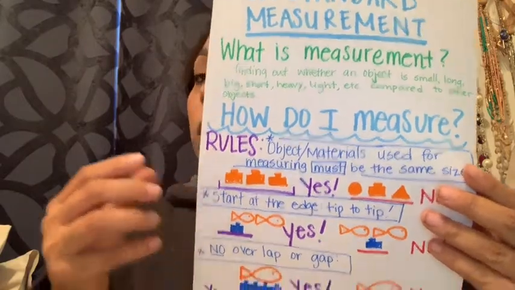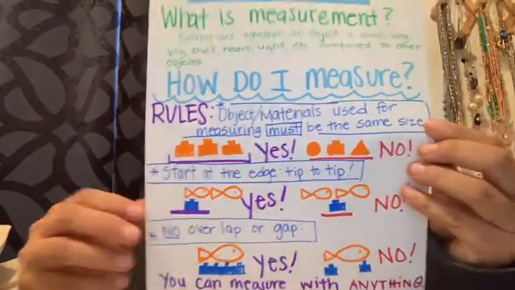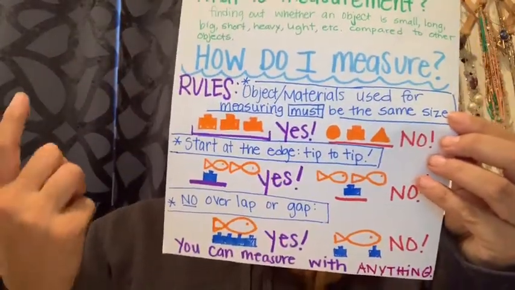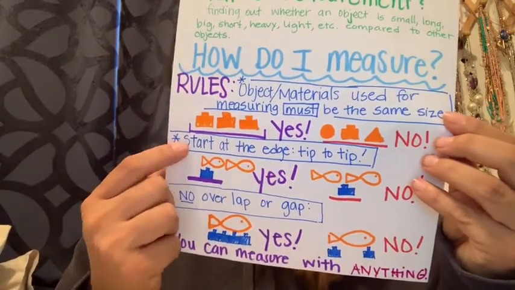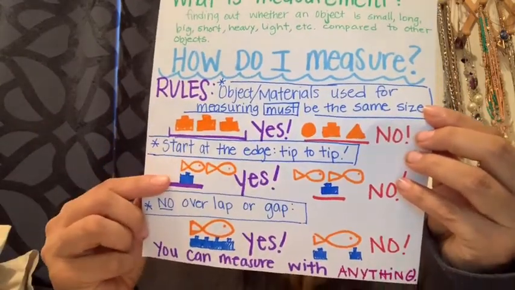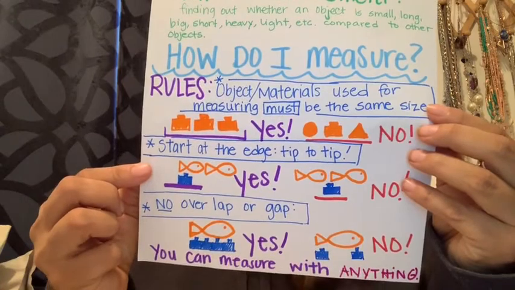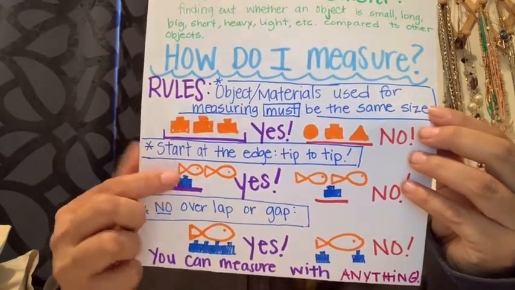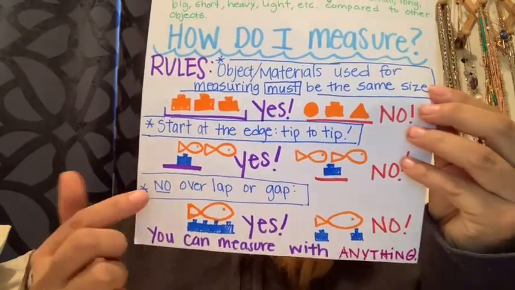Hi, kinder friends. So we are back with our second math lesson on measurement. And the other day, or the last video, we talked about how we are going to be doing non-standard measurement. And we talked about the rules of how you measure. So we talked about how we measure using the same unit. We start on the edge, so tip to tip. And we do not go over or have gaps in our measuring.